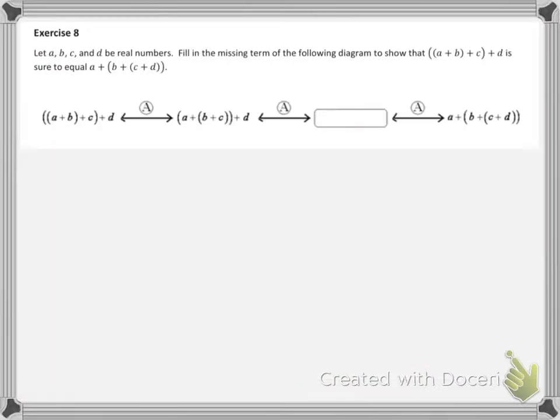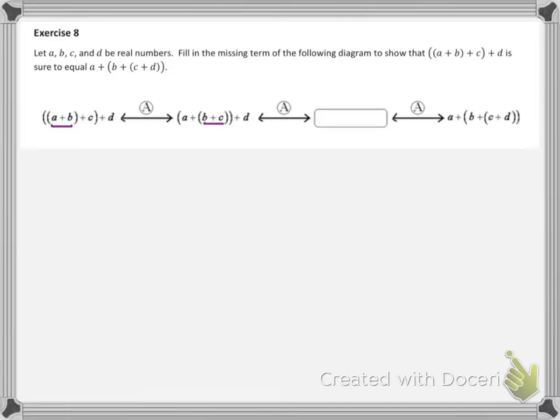Number 8. Let A, B, C, and D be real numbers. Fill in the missing term of the following diagram to show that the quantity A plus B plus C, that quantity plus D, is equal to A plus the quantity B plus the quantity C plus D. All right, so we're using the associative property here, and I can see that instead of A plus B, we changed that to the B plus C being in the parentheses, so that's the associative property of addition.